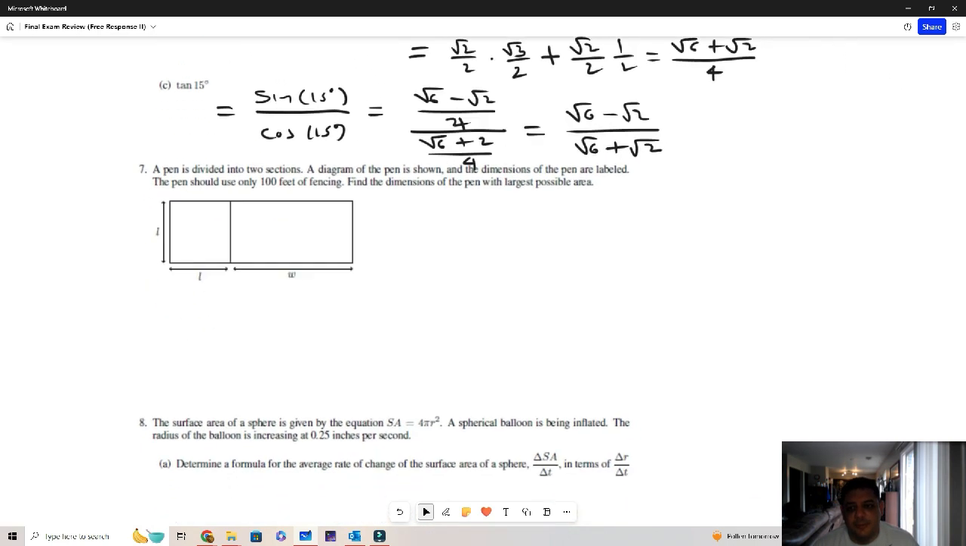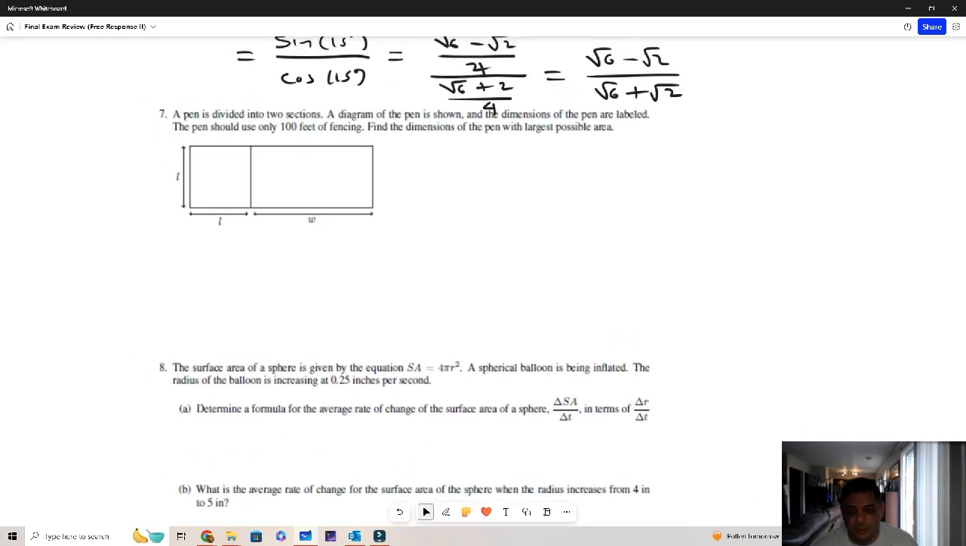Now, question 7 is very similar to a lot of the questions that we've been doing in this last part of the course. We have a pen that is divided into sections, and we see the diagram here. The dimensions of the pen are labeled. And we have that we should only use 100 feet of fencing for constructing this pen. Now, we want to find the dimensions of the largest possible area. The area of this particular pen is going to be L times L plus W.